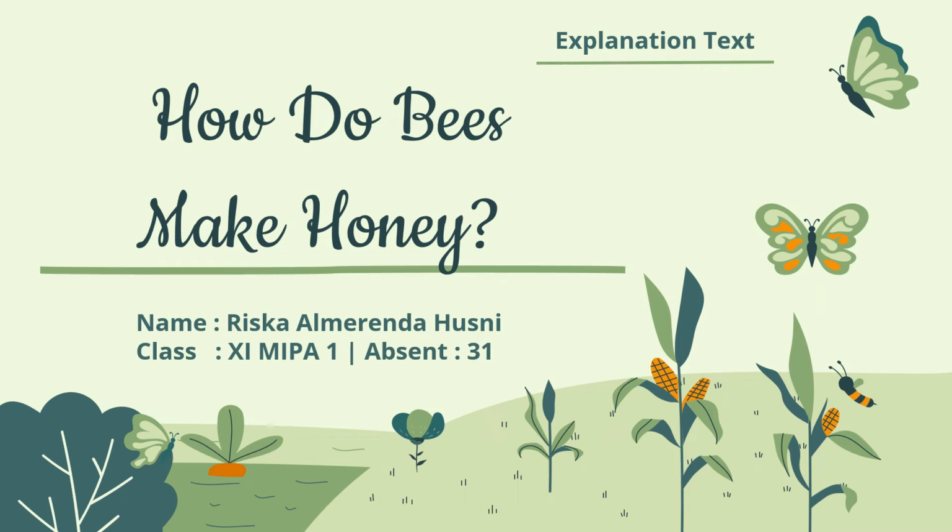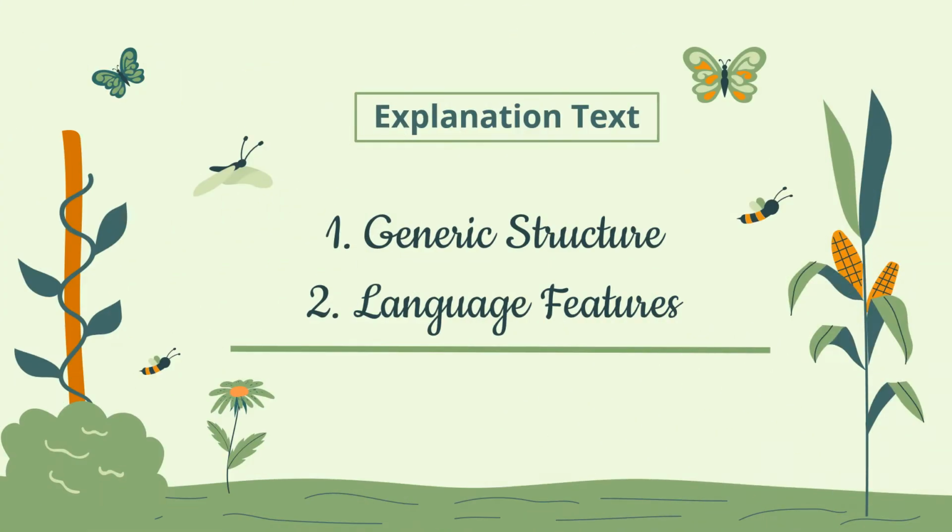My name is Riska Almerenda Husni, number 31 from 11 Science 1, and I'm here to present you with my identification for the explanation text, How do bees make honey? So on this occasion, I will go over the generic structure of the explanation text that I have, as well as the language features.